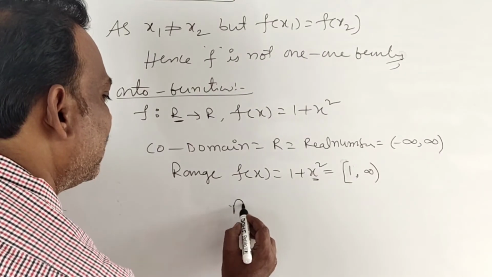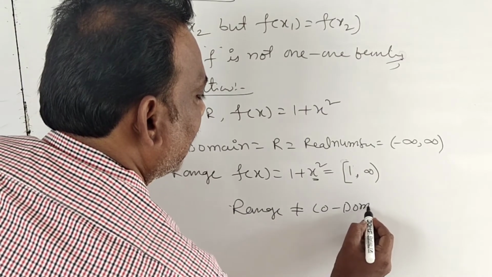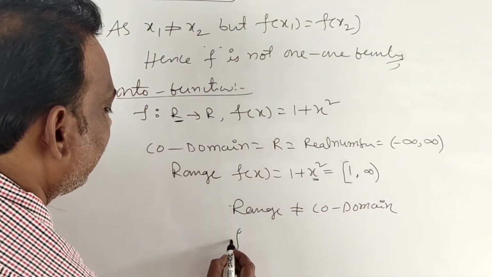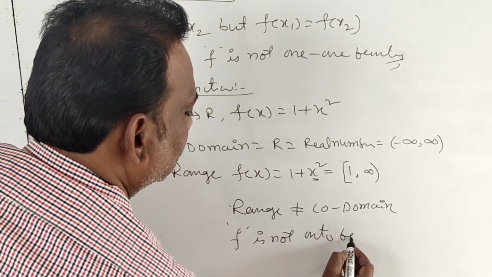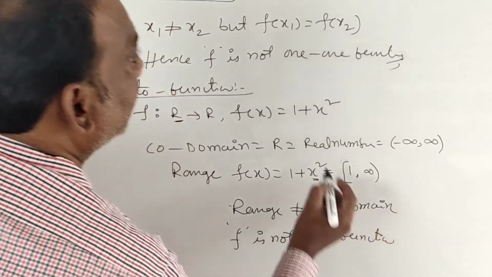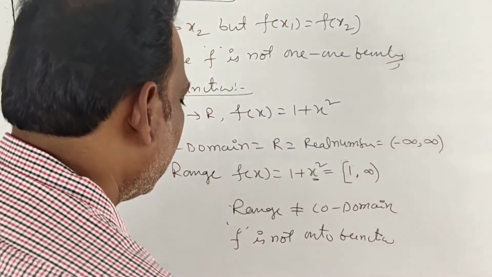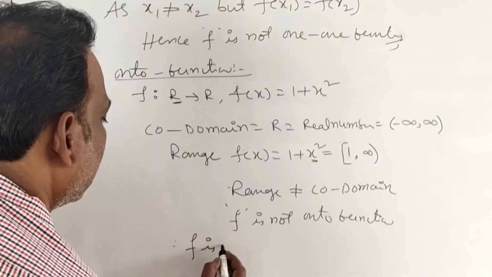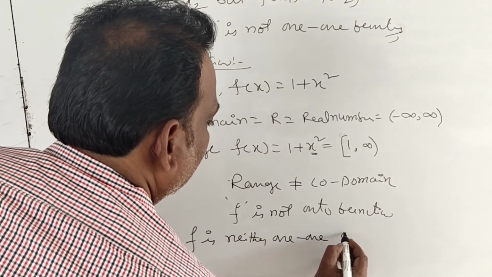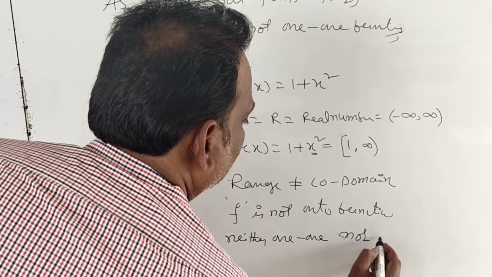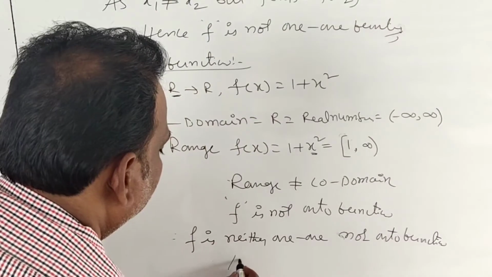That's why range is not equal to codomain. Hence f is not onto function. So in this function f is neither 1-1 nor onto, so it is not a bijective. Therefore f is neither 1-1 nor onto function. Hence it is not bijective.